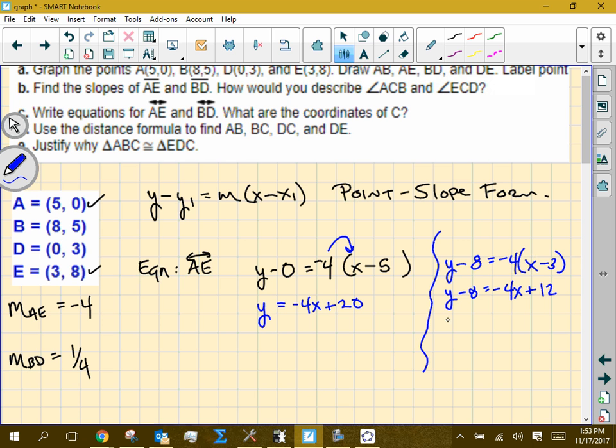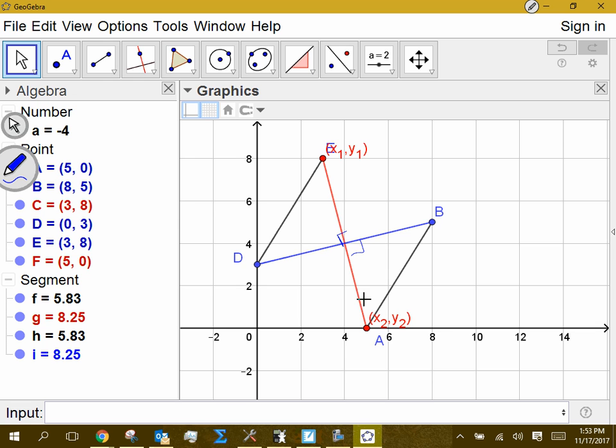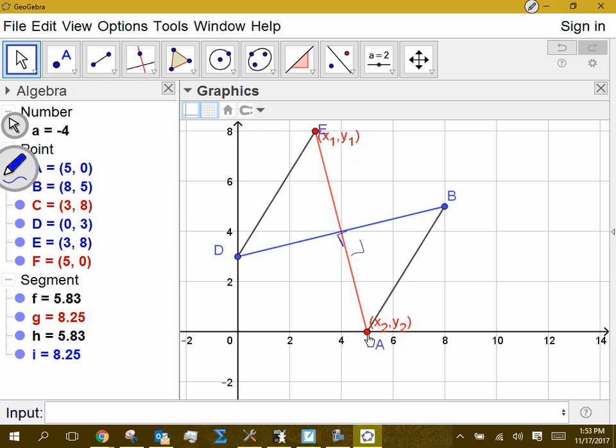I want to solve for y. Whenever we solve an equation, we want to solve for y. Add 8 to both sides. Does it still give me -4x plus 20? Yeah. Okay. And ultimately, no matter what point I choose off of AE, any one of those infinite number of points, as long as I have the correct value for x1 and y1, you should be able to get that same equation, -4x plus 20.